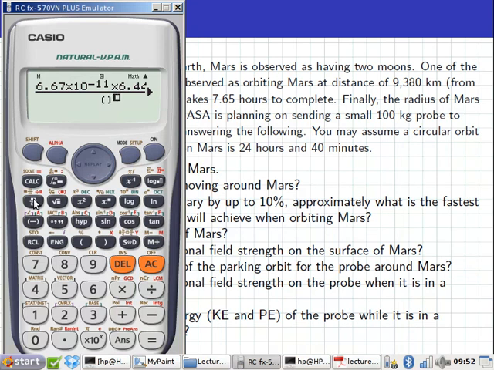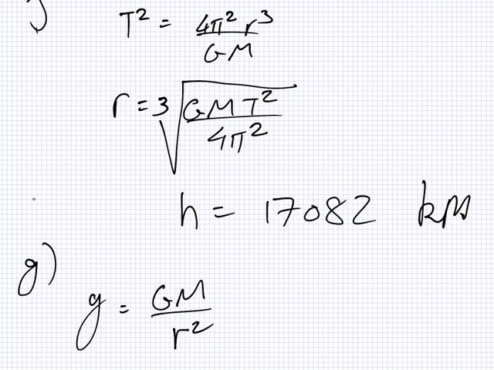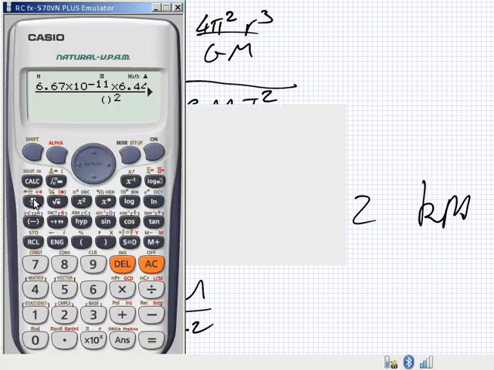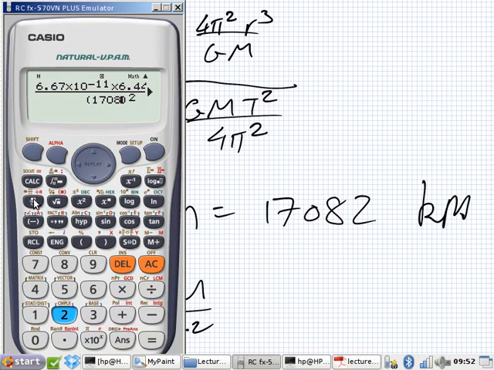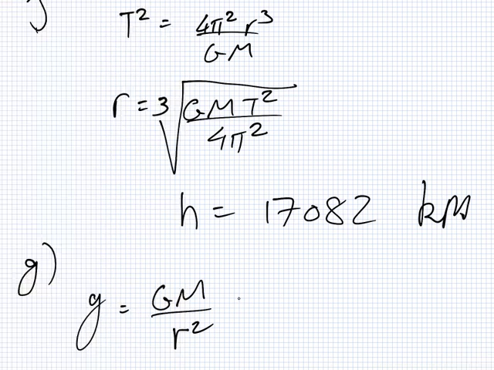over 17082,000 plus 633. I'm expecting this to be quite small indeed. 0.10, oh, it's nearly 0.103. 0.102 newtons per kilogram.